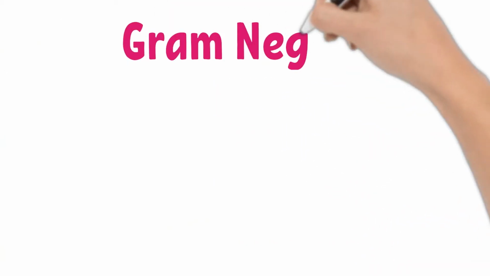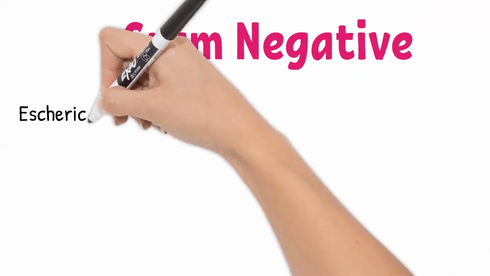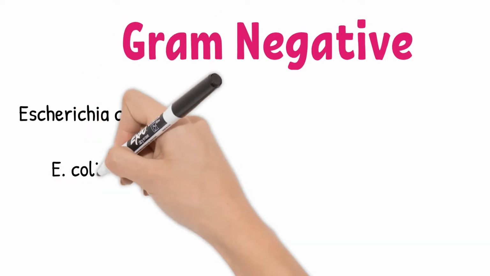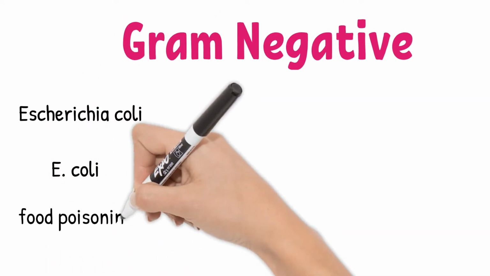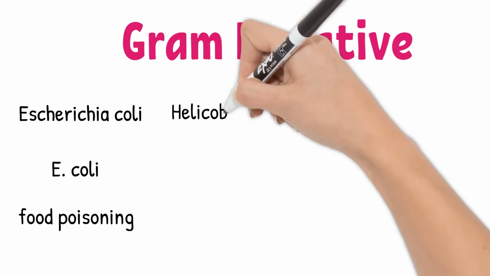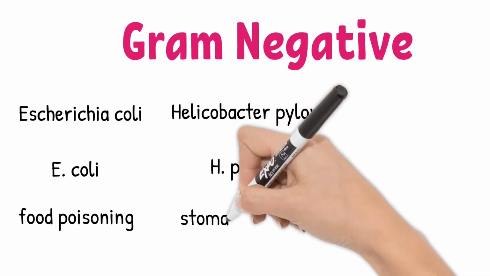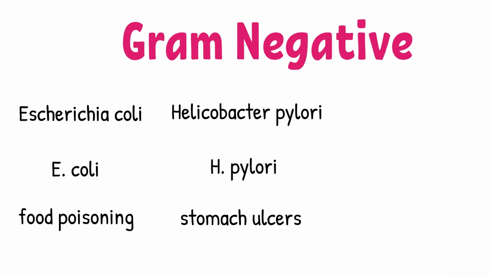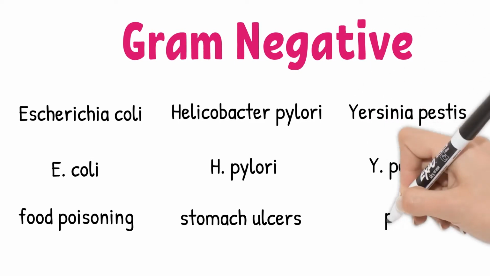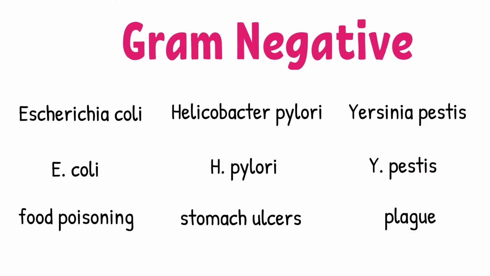Some common examples of gram-negative bacteria are: first, E. coli. E. coli can cause food poisoning. Second, Helicobacter pylori, or H. pylori. When this infects your stomach, it can cause stomach ulcers. Third, Yersinia pestis, or Y. pestis, can infect humans through rat fleas and cause plague.